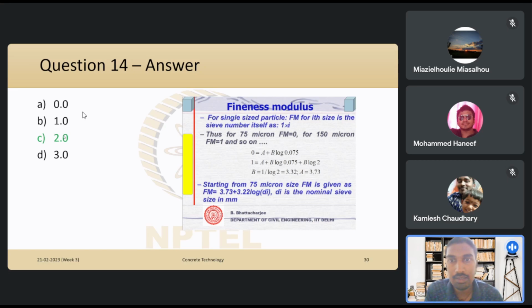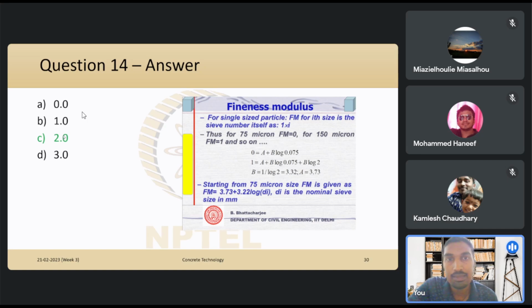But how do we understand it? What is this fineness modulus representing? It is basically representing the average particle size, right? So when you have a mixture of different sized particles, in different proportions, this fineness modulus is a way of defining the average particle size, right?